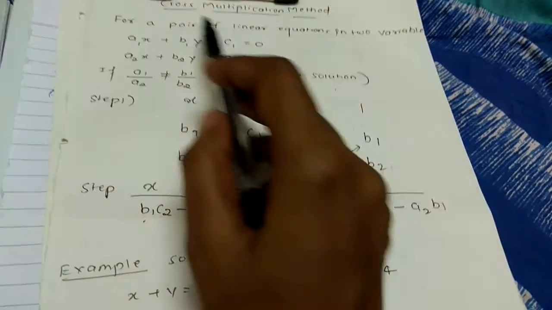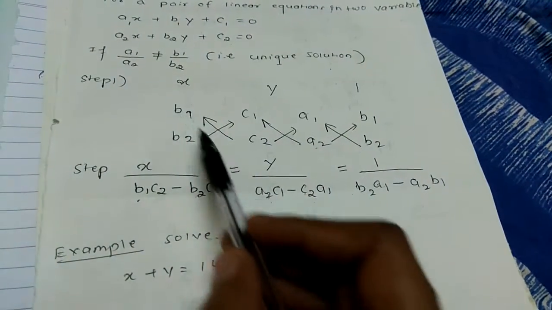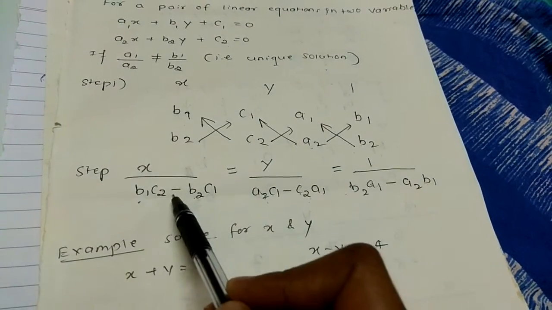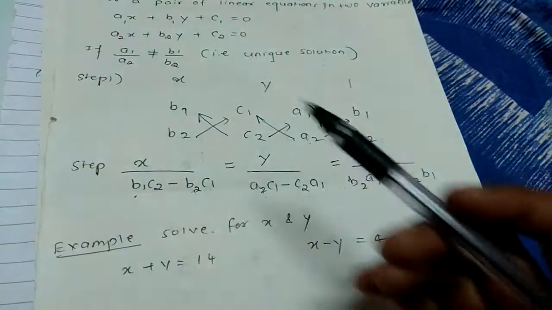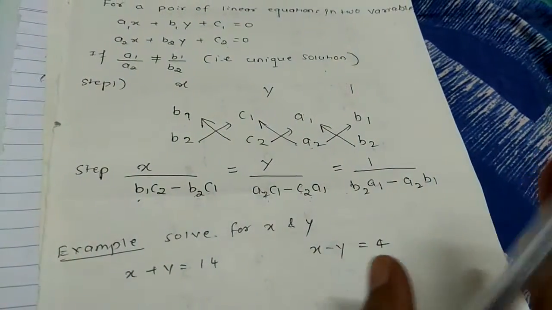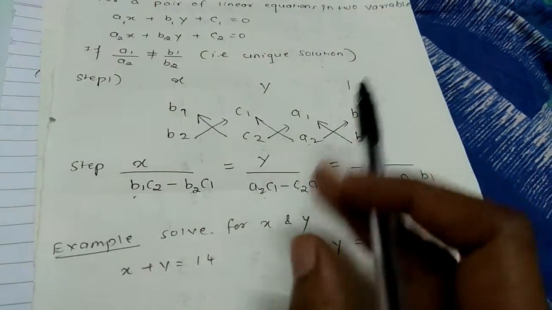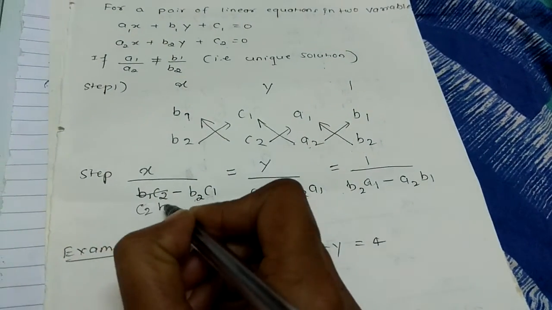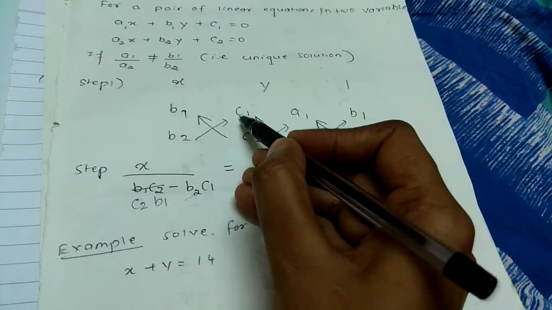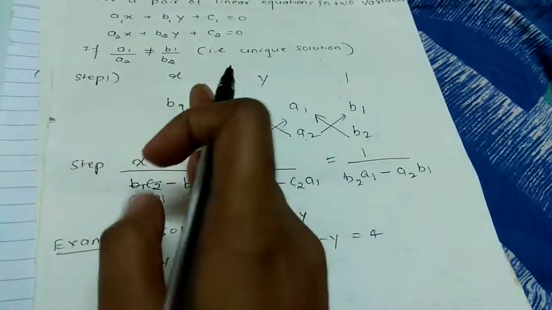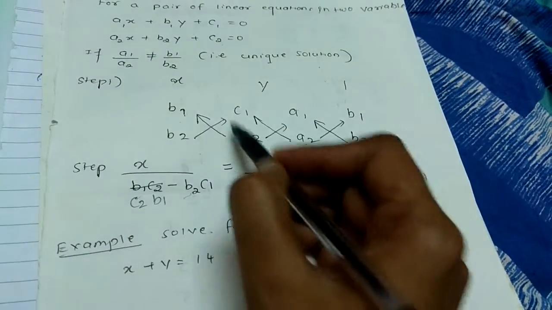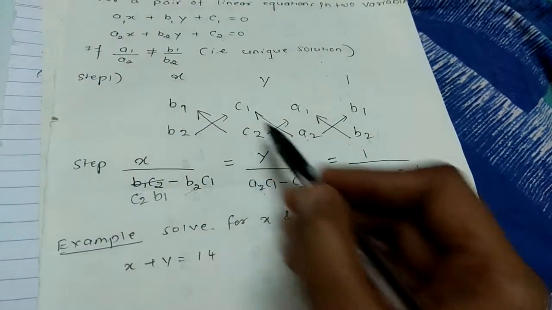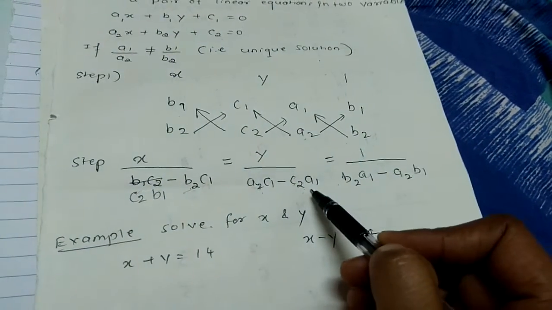Next, x divided by, now the cross multiplication method starts. X upon c2 into b1, or b1 into c2 you can write, minus b2 into c1. Remember you have to start from the right side and multiply c2 into b1, minus b2 into c1. This will be equal to y upon, leave this column. Next, below y there will again be four numbers. From the right side you have to start: a2 c1 minus c2 a1.